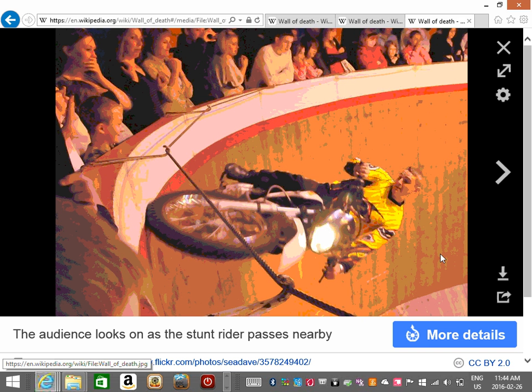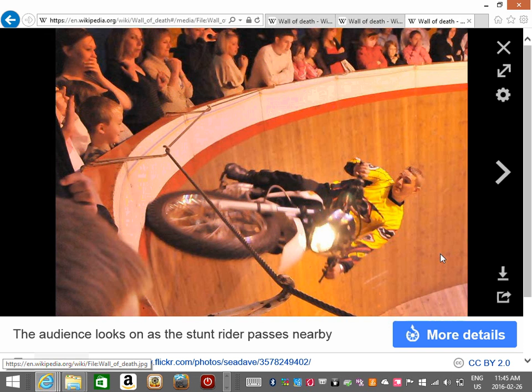Alright, so you have a motorcycle going around this wall of death. What do you think is causing the motorcycle to turn in a circle? It's actually the same force that caused the marble to turn in a circle. It's the applied force of the walls of the what in this case? Or whatever, the wall. Whatever this structure is, okay?